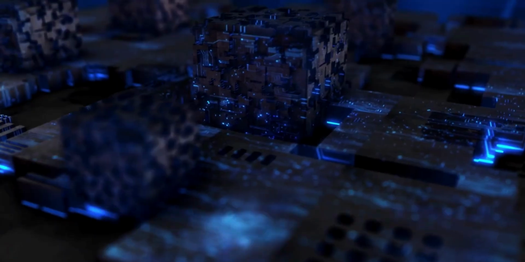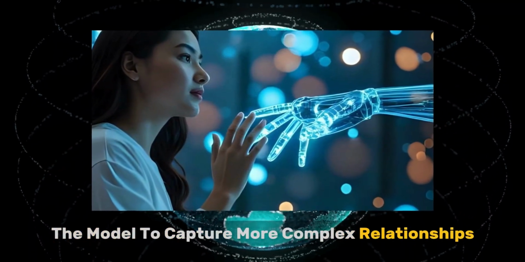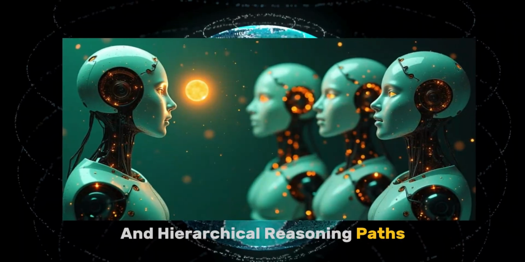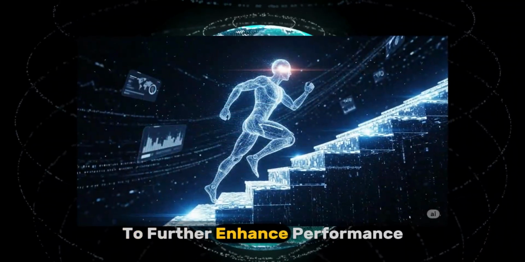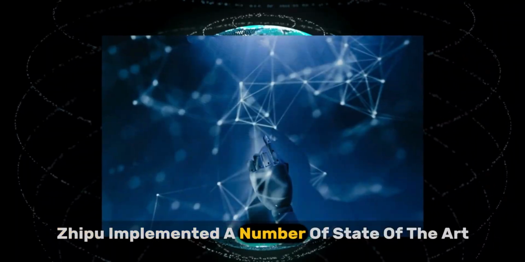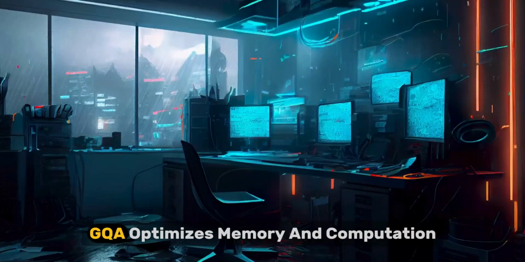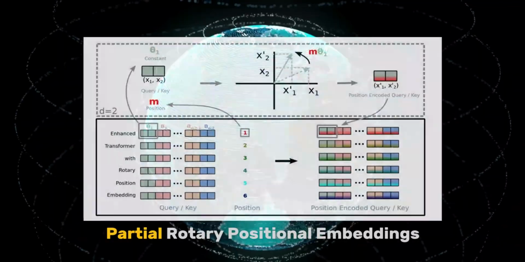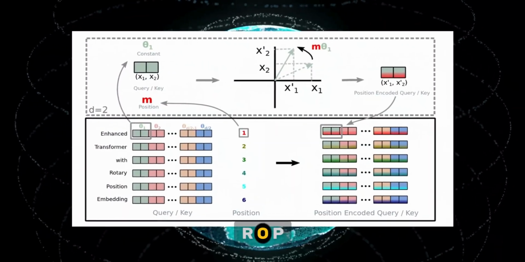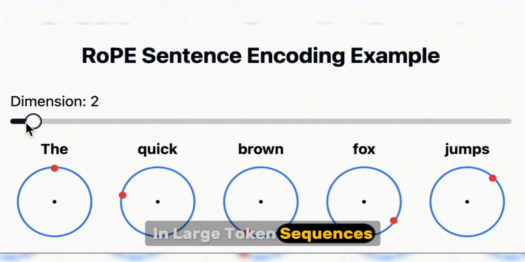layers in the network. This deeper structure allows the model to capture more complex relationships and hierarchical reasoning paths, especially when solving logic-heavy tasks. To further enhance performance, Zhipu implemented a number of state-of-the-art techniques. Grouped query attention, GQA, optimizes memory and computation while maintaining attention span over long contexts. Partial rotary positional embeddings, RoPE, allows better encoding of word positions in large token sequences.